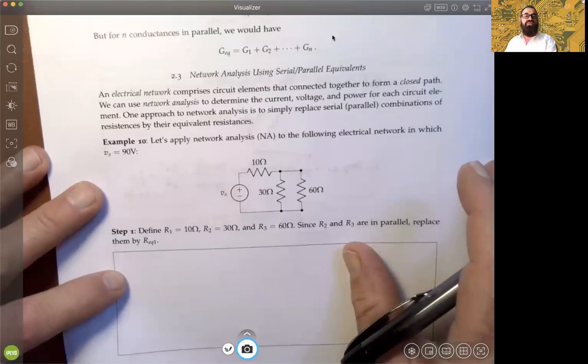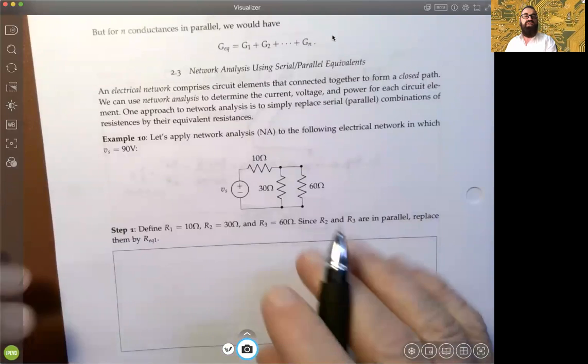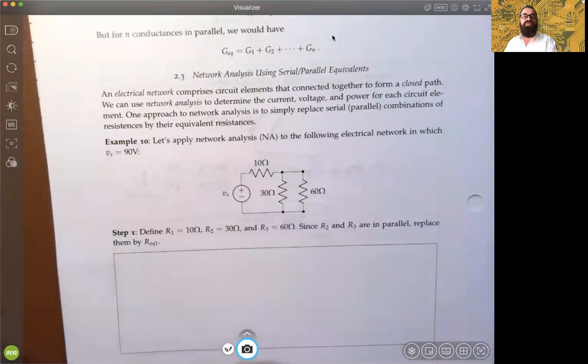So the majority of this lecture is focusing on what we refer to as network analysis using serial and parallel equivalents. We're going to go through a very detailed example and break it into several steps or stages of how we can resolve every piece of information in terms of voltages and currents across the entire network. Keep in mind, an electrical network is basically comprised of circuit elements connected together through, in this case, a closed path. We use network analysis to determine the current, voltage, and power, all three components, for every circuit element, right? This approach is basically to exploit series and parallel combinations where we can, and to make sure that at each stage of the reduction, we know what kind of relationships are possible, right?